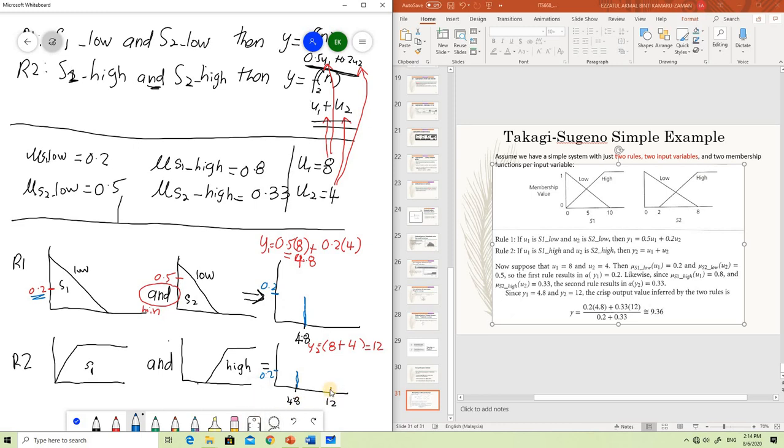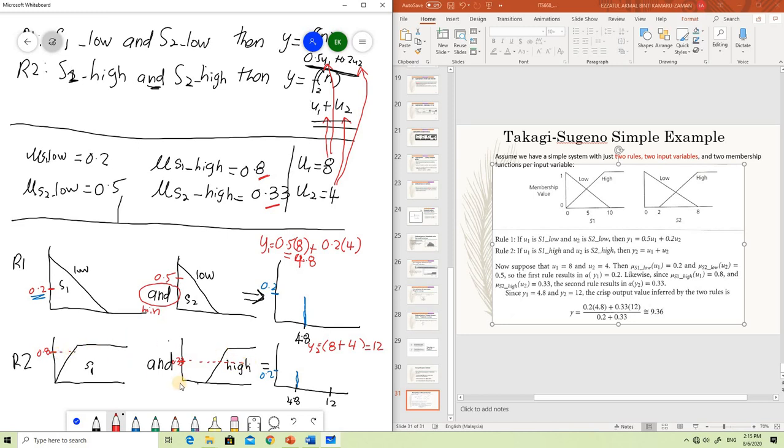And then 12 here, okay, 12. How are we going to calculate the degree of membership of this spike? From the given information of the question, we know that S1 high is 0.8 and S2 high is 0.33. Okay, S1 high is 0.8. So where is it? I will say it is somewhere around here, 0.8. And then for S2 high, 0.33, somewhere around here, right?